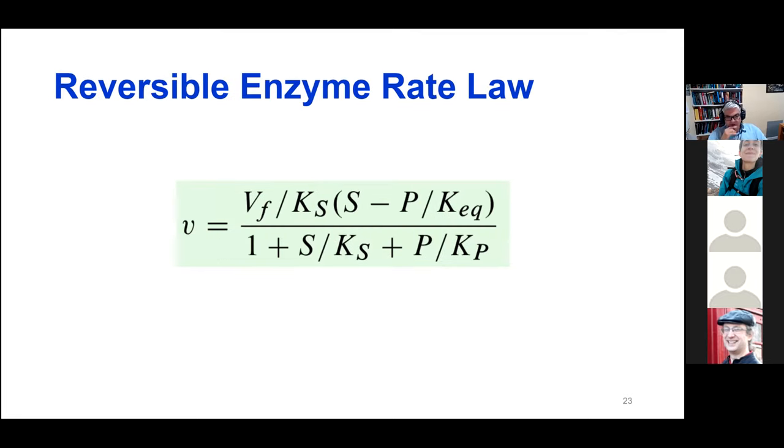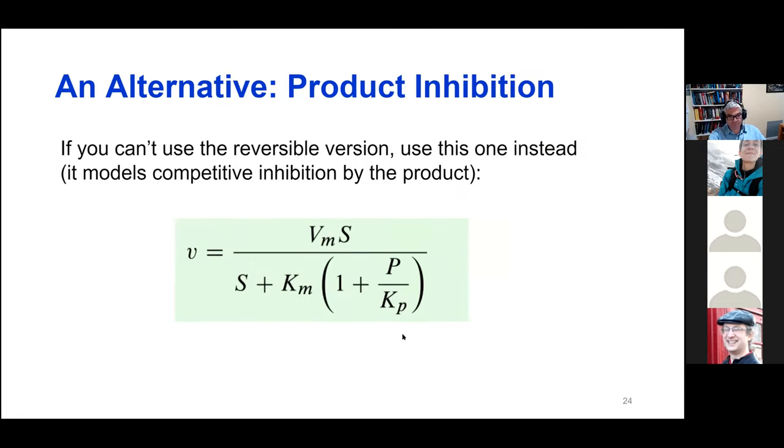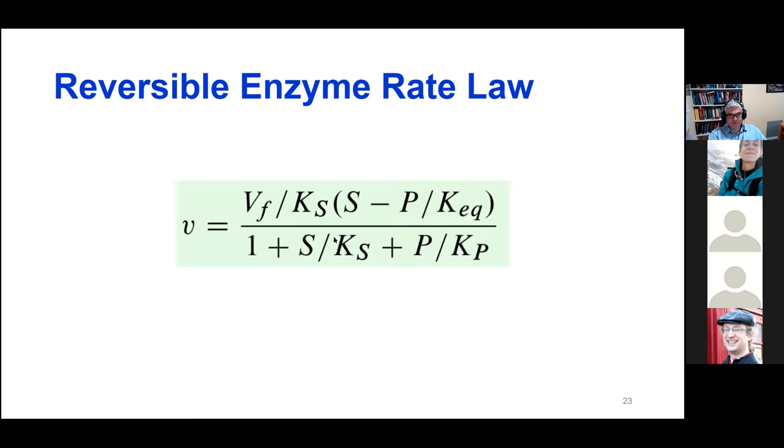And this is the reversible case. This just shows you what the reversible one looks like. It's got this minus sign here, right? That's the minus product, plus the equilibrium constant, and you have an extra term in the denominator, which represents the saturation of byproduct. So this is the sort of reversible enzyme rate law that you might use. Okay, now, if you notice, this has 1, 2, 3, 4 constants, right?